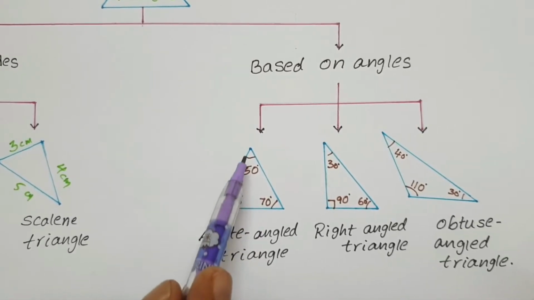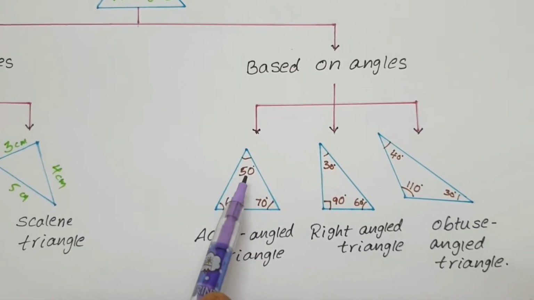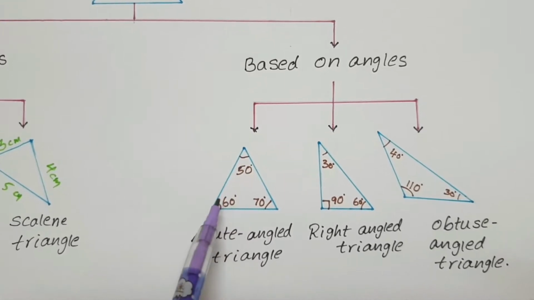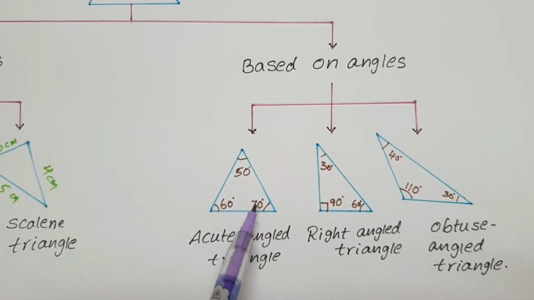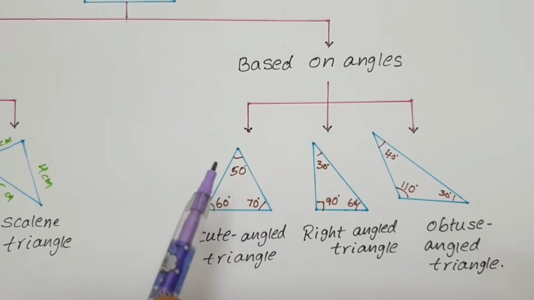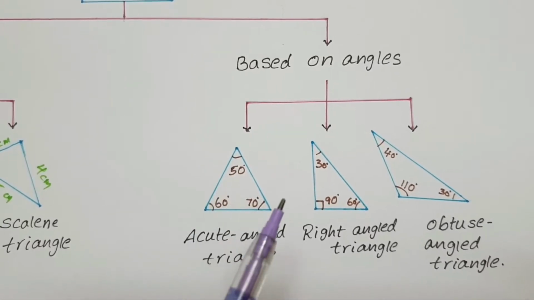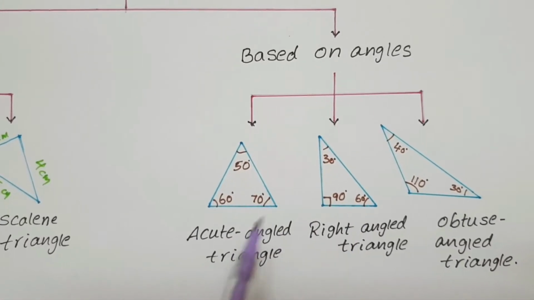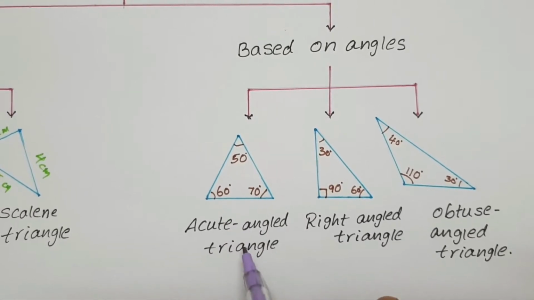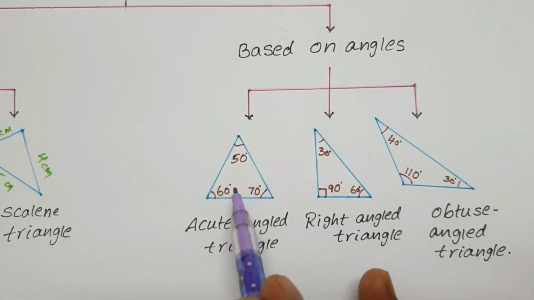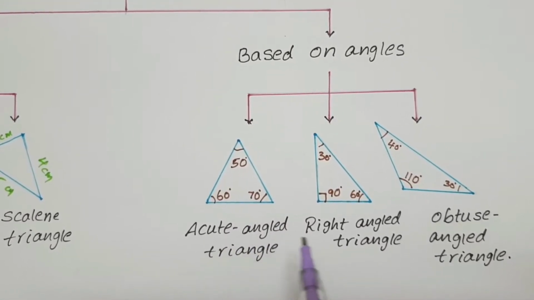So, already we know that the sum of three angles of a triangle is 180 degrees. Means angle A plus angle B plus angle C equals 180 degrees. So, below 90 is called an acute angle triangle. All angles between 0 and 90, acute angle.